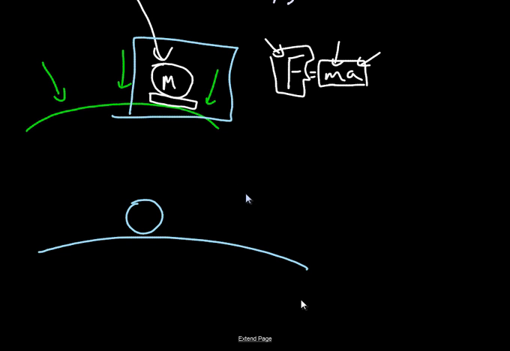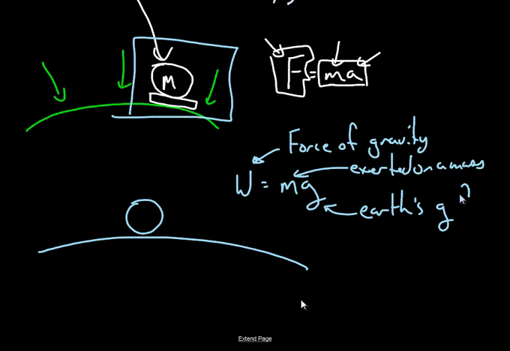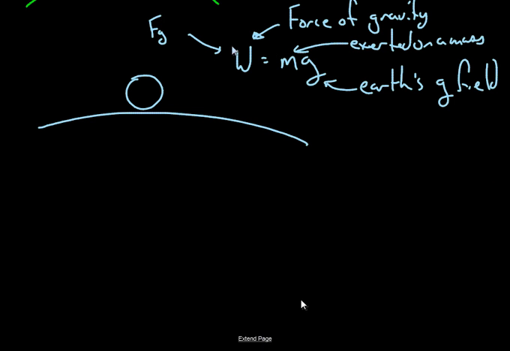So what we're going to talk about now is this concept of weight. Weight is equal to mg. What do we mean by that? Weight is the force of gravity which is exerted on a mass by Earth's gravitational field. So weight is mg. You will often see weight also written just as Fg. In other words, it's a force.